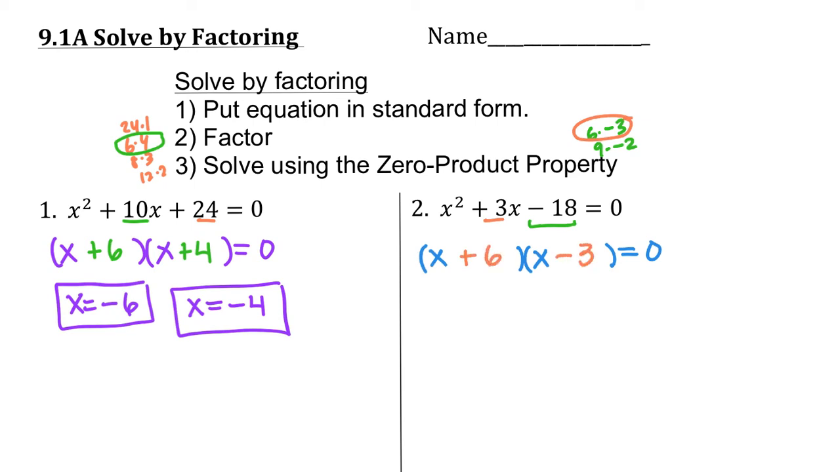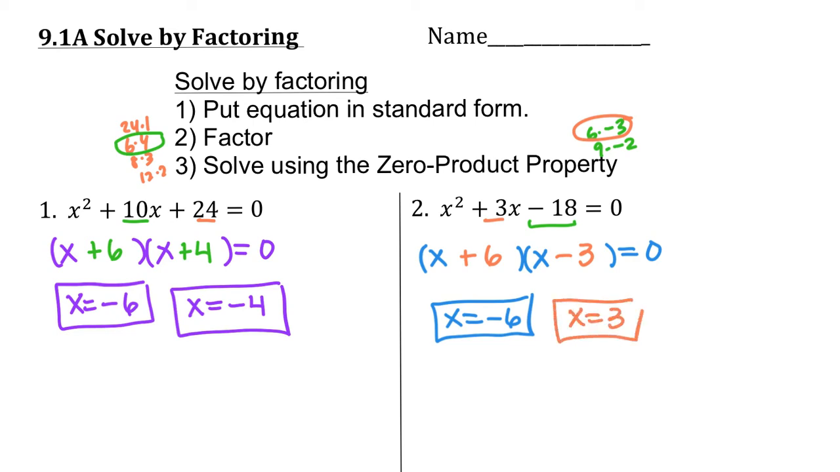Okay, now I'm factored. Now I'm going to solve it using the zero product property. And if you want to try to do it in your head, you can. So this is x plus 6 equals 0. To solve it, I would minus 6 on both sides, and I would get x equals negative 6. And then for my second answer, I would add 3 on both sides. 0 plus 3 is 3, and I would get x equals 3.